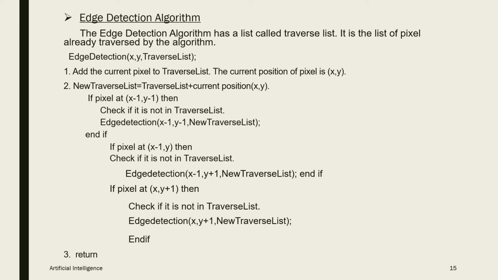If pixel at x minus 1, y minus 1, then check if it is not in traverse list. Edge detection x minus 1, y minus 1, new traverse list, and end if. Pixel at x minus 1, y, then check if it is not in traverse list. Then edge detection x minus 1, y plus 1, new traverse list. And if pixel at x, y plus 1, then check if it is not in traverse list. Edge detection x, y plus 1, new traverse list. End if, and finally return.